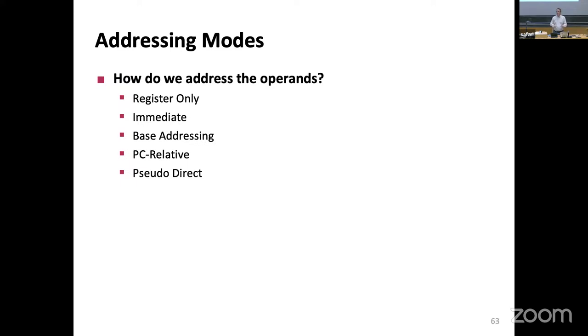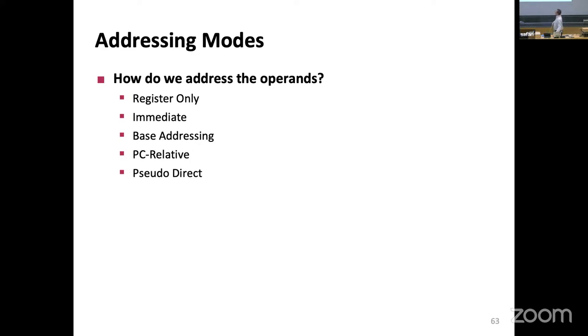Now I want to just round up some of the things. How do we find the operands? The first two are the easiest ones. If the data I'm looking for is in a register, I just use it. There are also sometimes constants we call immediates, and they are embedded into the instruction themselves. So every time we say add immediate 2, 4, we already have them.